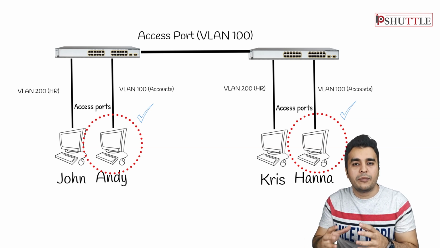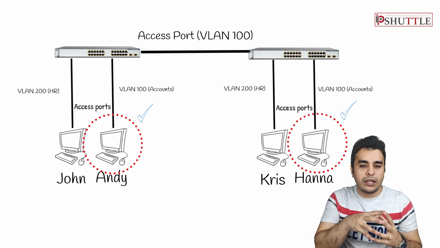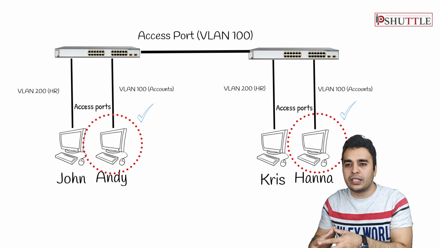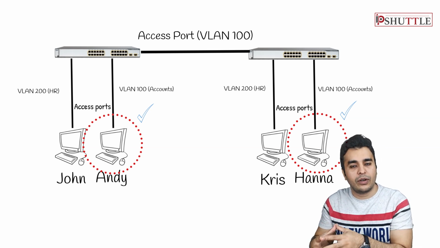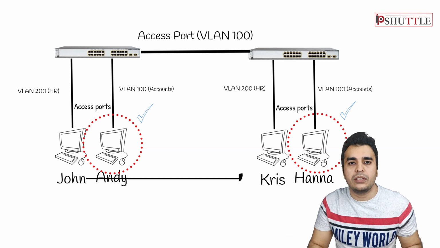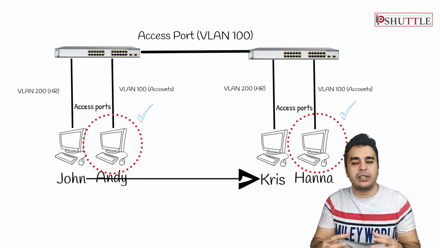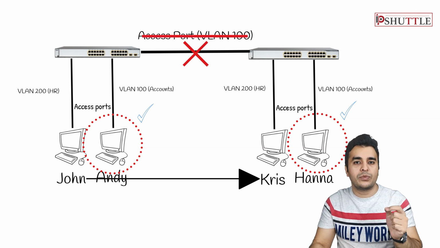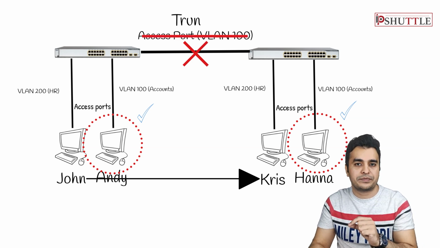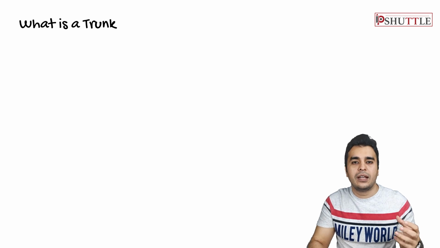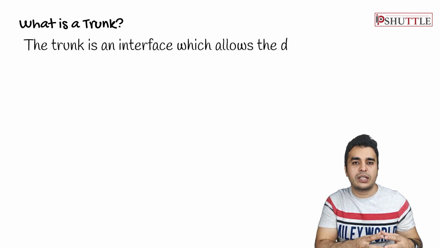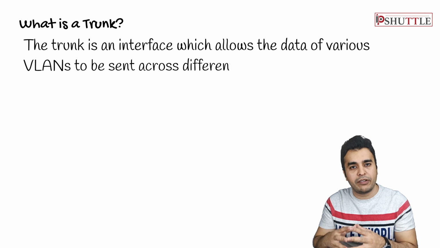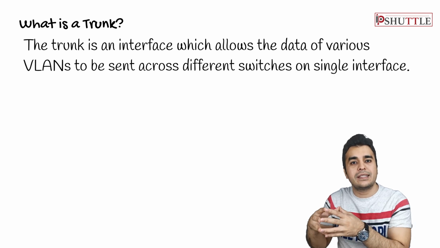There are no issues. But the problem comes up when John also wants to communicate with Chris, who is sitting on the other side. You cannot keep the same interface in two different VLANs. That is where the problem starts, and that is why you need a trunk interface. What is a trunk interface? A trunk interface is an interface which carries the data of different VLANs on the same interface.